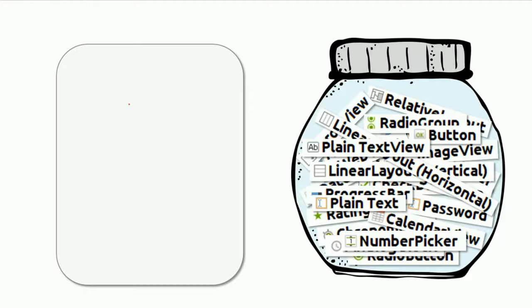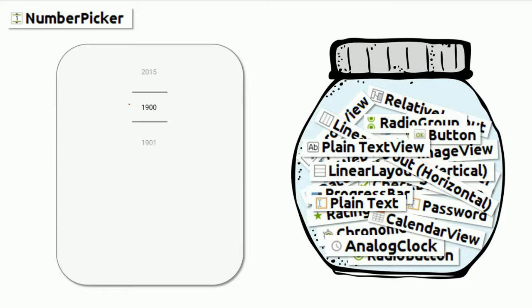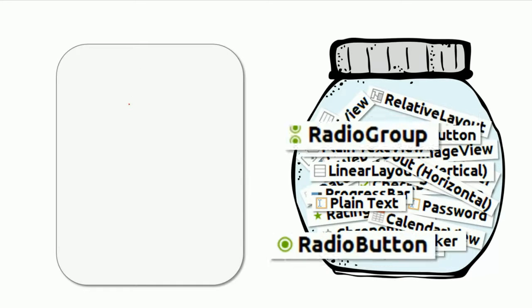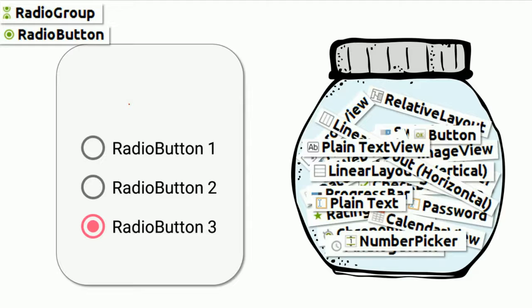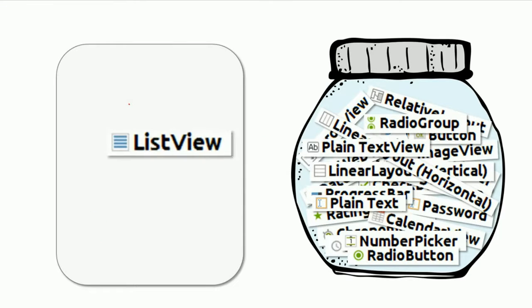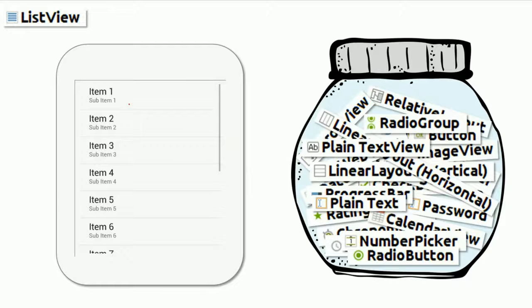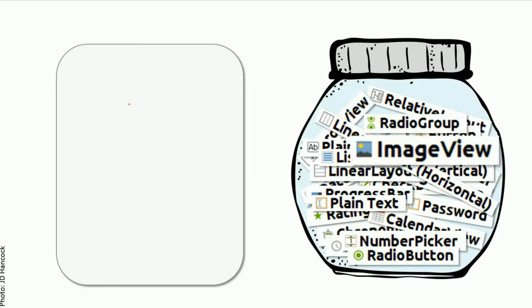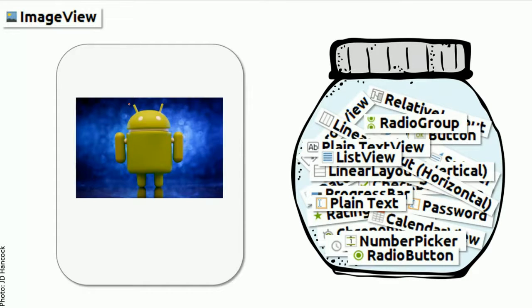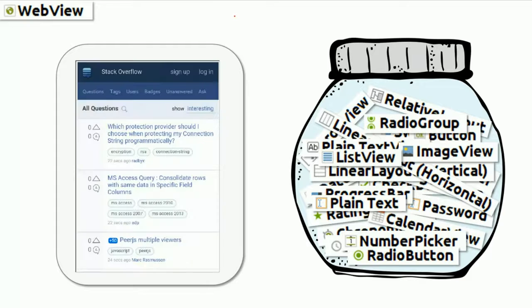And to provide such a list of items, you can use a number picker. It mimics a device you can spin by sweeping your finger. And even though it's named number picker, you can also use it to display text. To make choices, you can also propose a group of radio buttons or a clickable list view, for instance. The image view is used to display a picture stored in an image file, such as a JPEG file, for instance. Within the web view, you can display a web page.